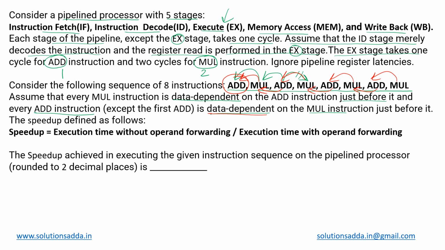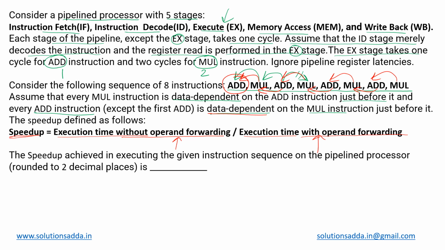And now, given all this information, they have defined what they mean by a speed up ratio. That also we already know. It is the execution time without operator forwarding divided by the execution time with operator forwarding. So we will have to consider both of these cases one by one. First we'll be dealing with without operator forwarding, and then we shall calculate what is the total time required when we make use of operator forwarding.